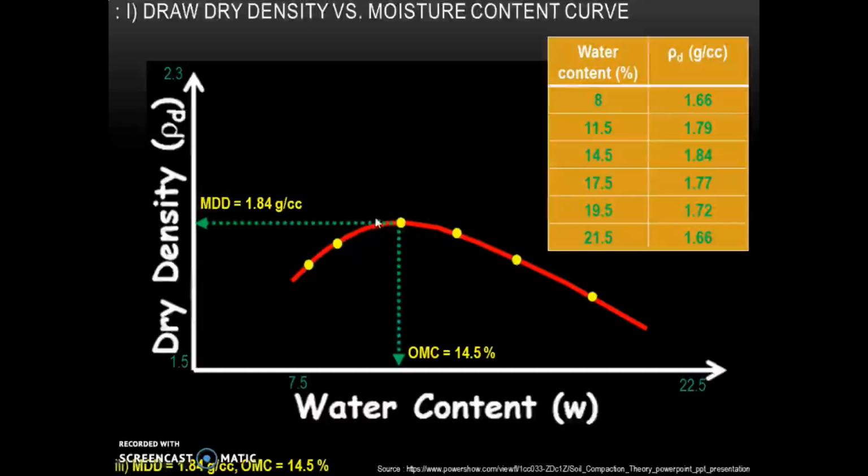and join these points with the help of a smooth curve, and note down which is the peak point. So here the peak point is nothing but the MDD value, that is 1.84 gram per cc, and project it downwards on the x-axis to get the corresponding water content, which is nothing but OMC, which is equal to 14.5%.